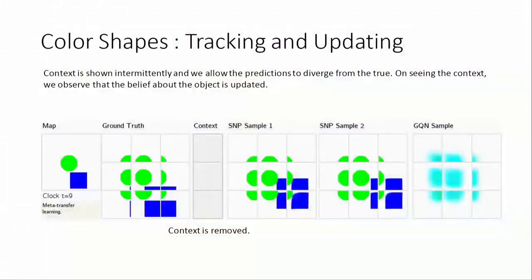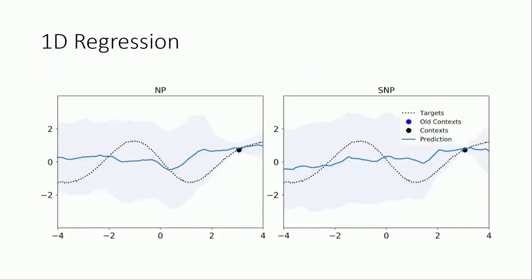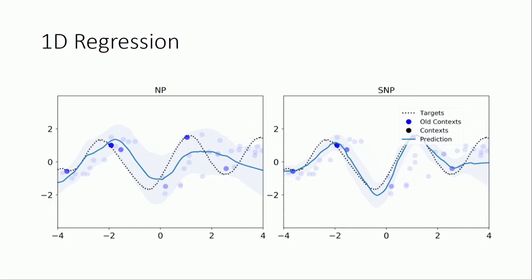In this example of a 2D case, we show some initial context, and then we allow the predictions to diverge. It diverges from the true, but then we can show the context again, and the model can resynchronize itself with the environment. This is an example of 1D regression, and in terms of negative log likelihood, our model also does well.